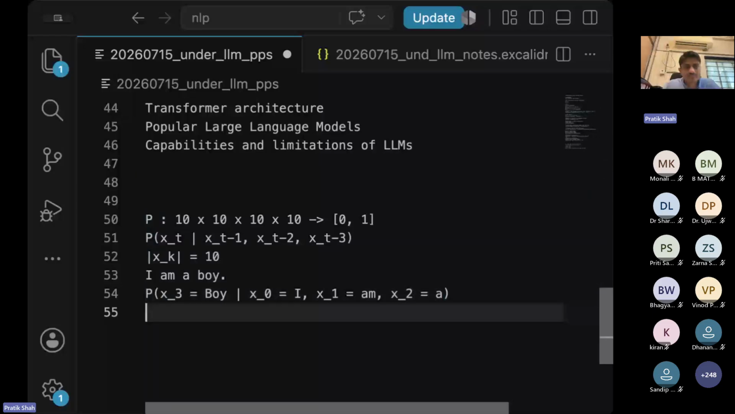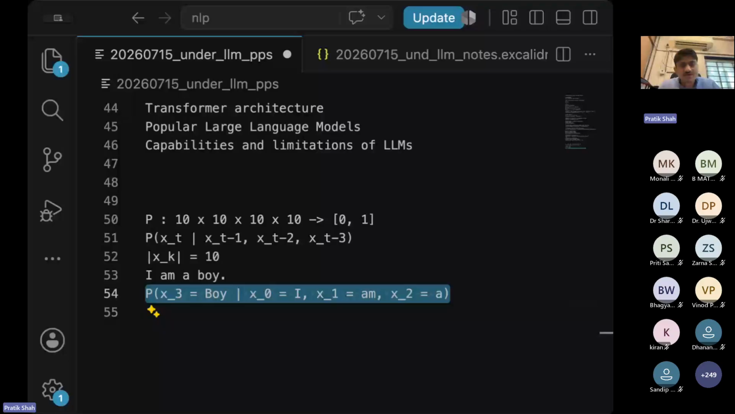Okay. So what you see here is an example where I have asked a question. What is the meaning of this P? It says, what is the probability that the fourth word would be boy, given that the first word is I, second word is M, and third word is A. I am a, what are the possible outcomes? I am a girl, I am a boy, I am a child, I am a fan. So it could be anything.